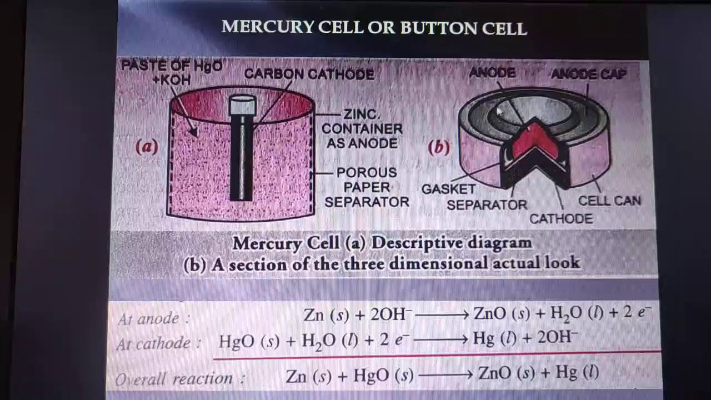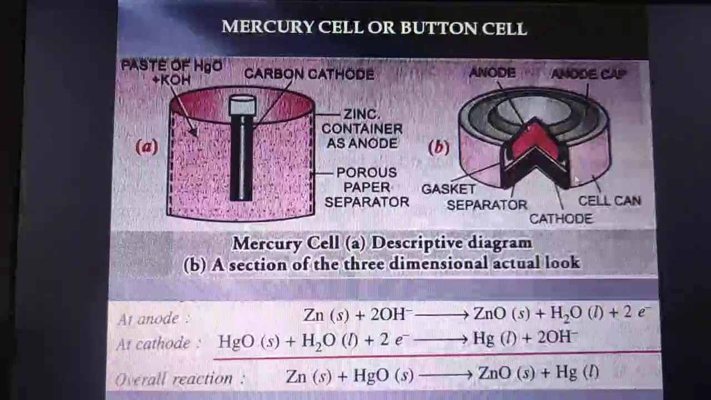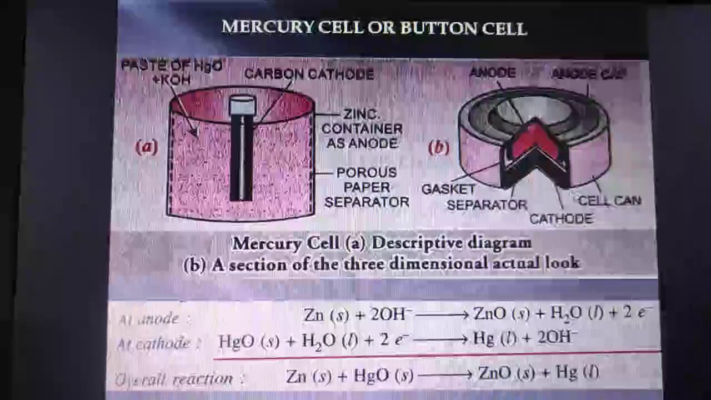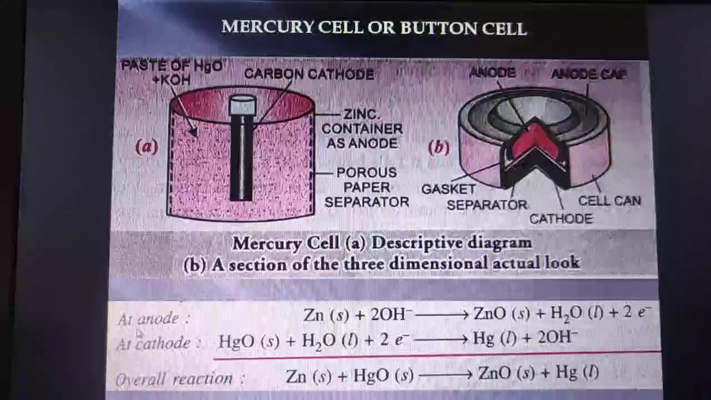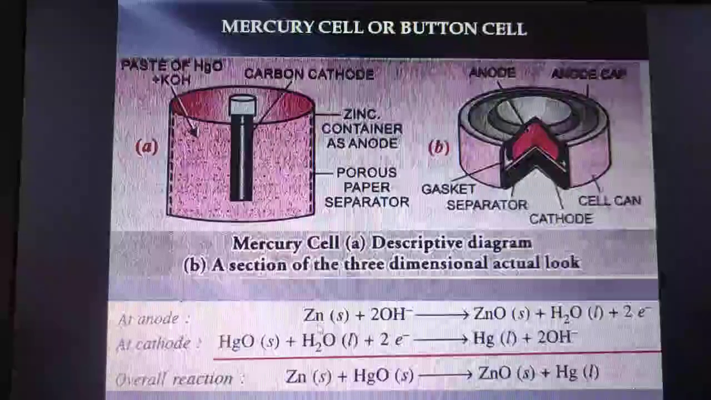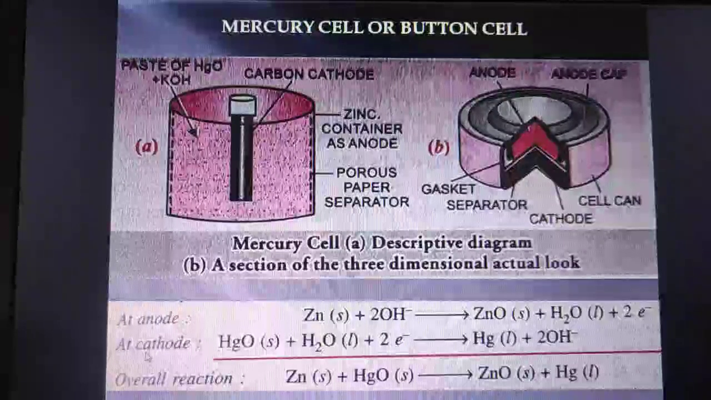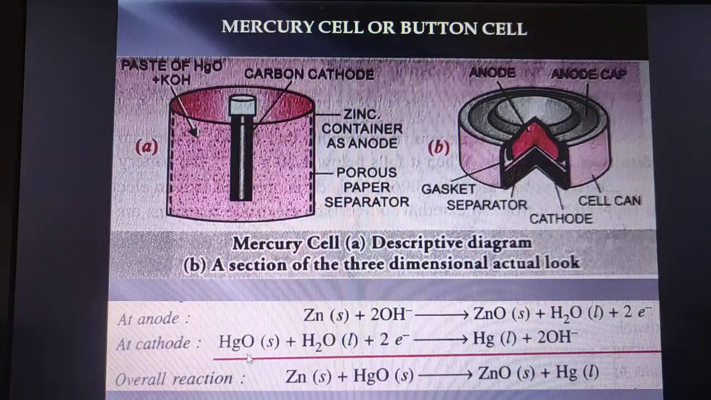Okay. The cross section of the mercury cell is like this. If you cut the mercury cell, it will look like this. This is the 3D look. The cell reaction can be represented as follows. At the anode, zinc is oxidized to form zinc oxide, and at the cathode, mercury oxide is reduced to form liquid mercury.